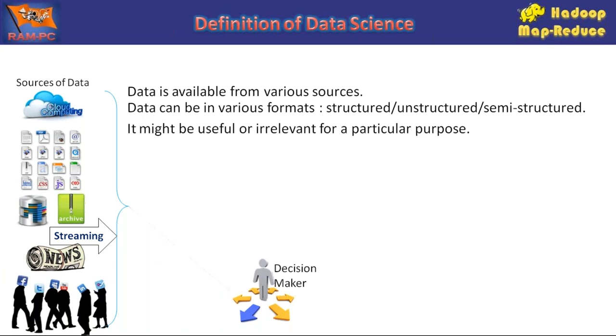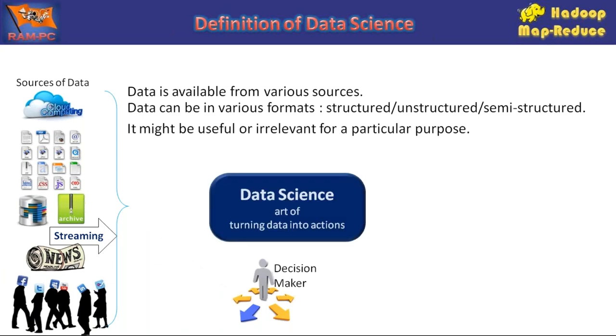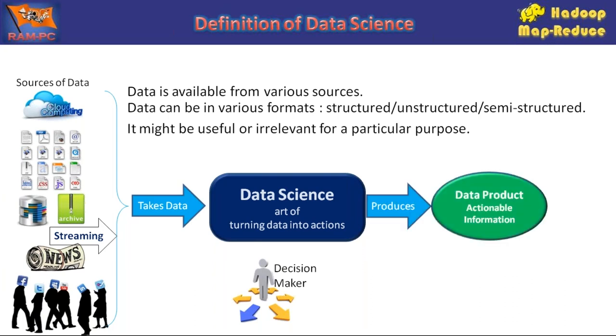There is management. And now the data science, whenever you put the data science, what is the data science? It is the art of turning the data into actions. It will take the data and produce the data product. And what is the data product? That is the actionable information, meaning that immediately we can take the decision based on this actionable information. Remember that the data product just provides the actionable information, but which action has to be taken will be taken care of by the decision maker only. The decision maker will directly use the data product and take the decision based on that. So the decision maker's work has been simplified.